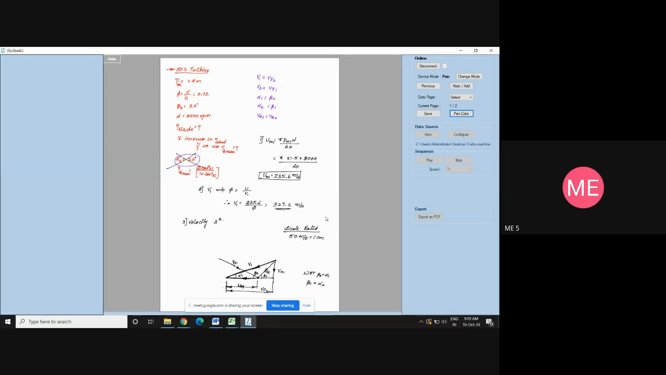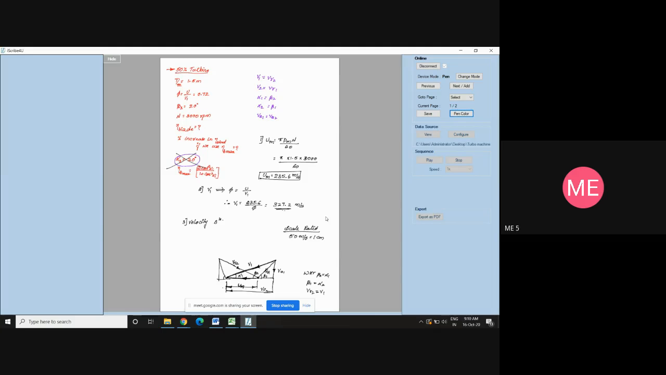Even though this is VR2, the length of VR2 should be equal to V1. So no need to worry about CB here; CB will not come into the picture. V1 equal to VR2 will come. Then join this, drop a vertical line, and complete this.